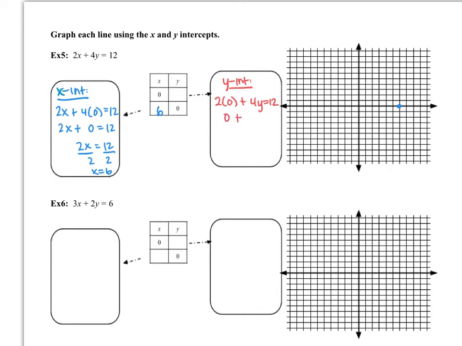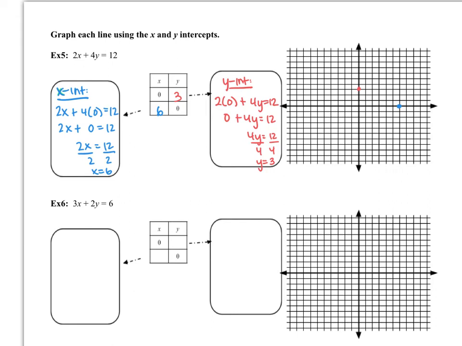2 times 0 is 0. 0 plus 4y is just 4y. And then to get y by itself, I divide both sides by 4. And I get a solution of y equals 3. So that means that when I changed x to 0 in the equation, I got a y value of 3. So I'm going to come over here and graph that ordered pair 0, 3.